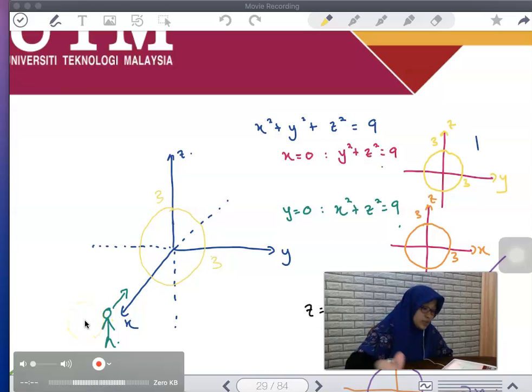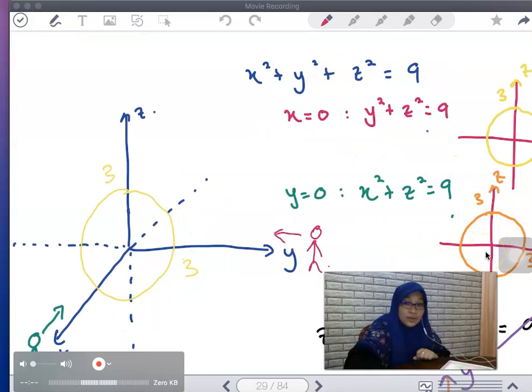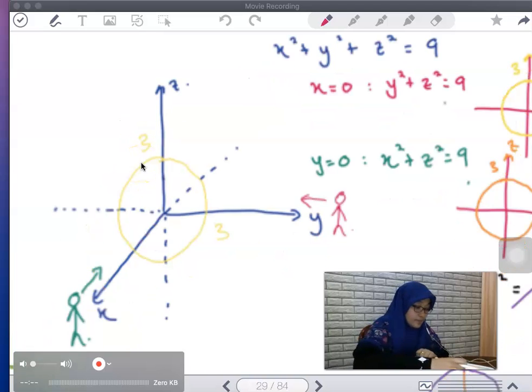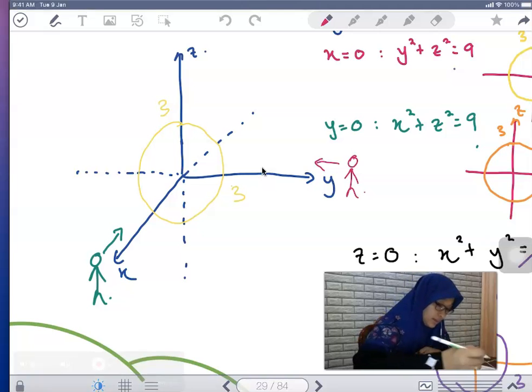Okay, next, Y equal to 0. Y equal to 0, now you have orange. So the orange over here on Z, ZX. So what is ZX? On Z, it is 3 minus 3. So now orange. Minus 3. So here, and this is minus 3. And at X is 3 and minus 3. So let's say here is 3 and back here is minus 3.